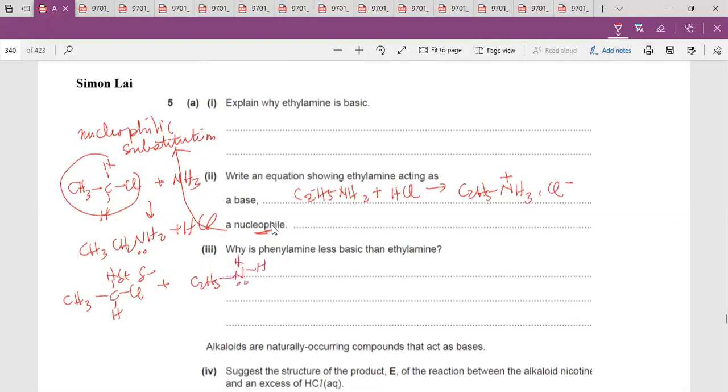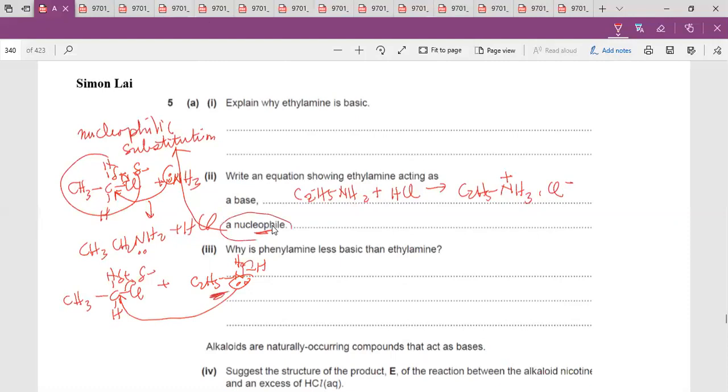So this fellow here now, here is the ammonia, can act as a nucleophile. Delta negative, delta positive. This one comes out here, so now this one will go inside to attack here. So it comes out here, and the hydrogen comes out here. So this is a nucleophile.